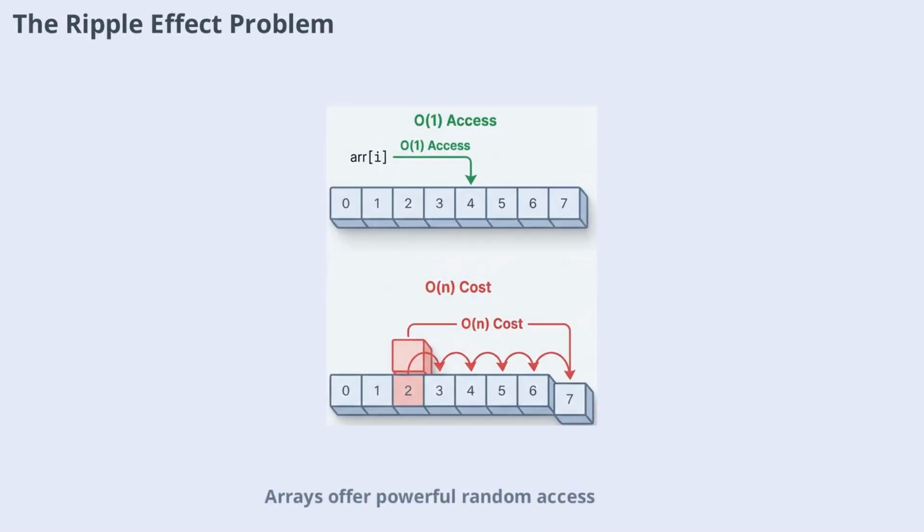Arrays offer powerful random access, but their main weakness is the ripple effect caused by insertions and deletions. Any change, especially in the middle, can trigger a chain reaction, shifting all subsequent elements and making the operation expensive. This limitation becomes a significant bottleneck in applications that require frequent updates. As we seek more flexibility, it's clear that arrays, while foundational, aren't always the best fit for dynamic data scenarios.